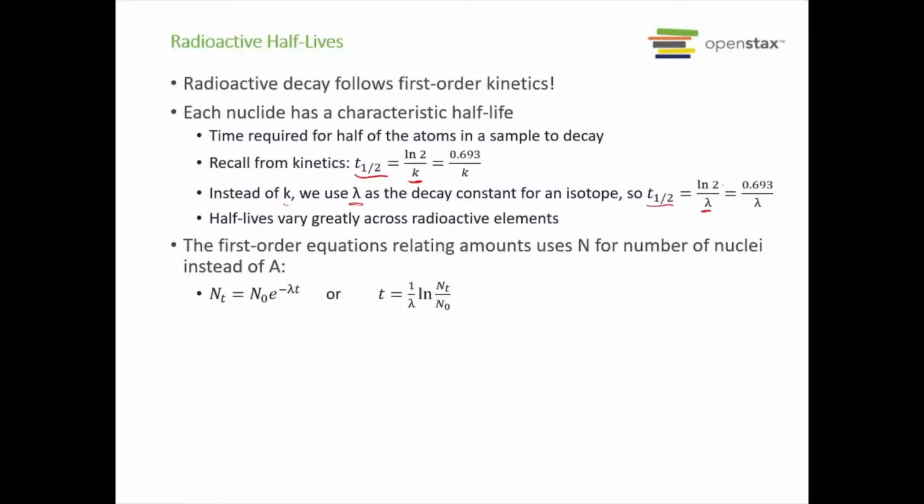When it comes to the first order equations relating the amounts, instead of using A to represent concentration, we use N for the number of nuclei. So instead of saying A_t equals A naught e to the negative kt, it's N_t equals N naught e to the negative lambda t, or t equals 1 over lambda times the natural log of N_t over N naught.